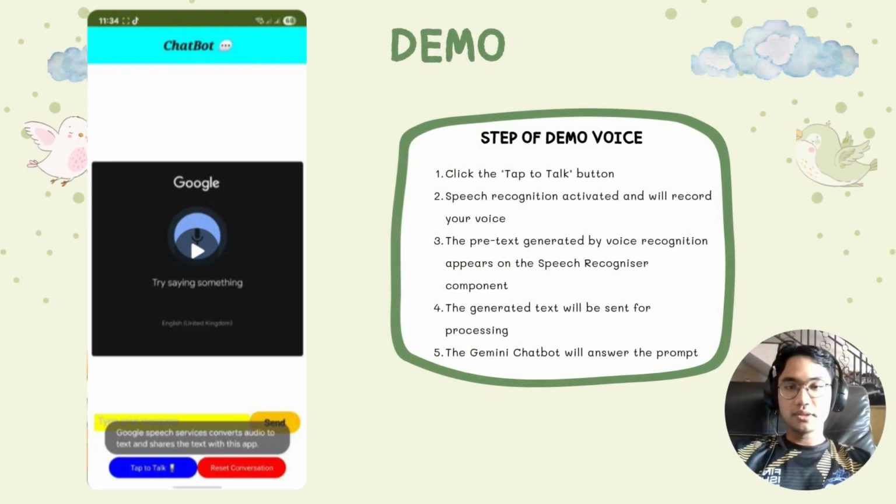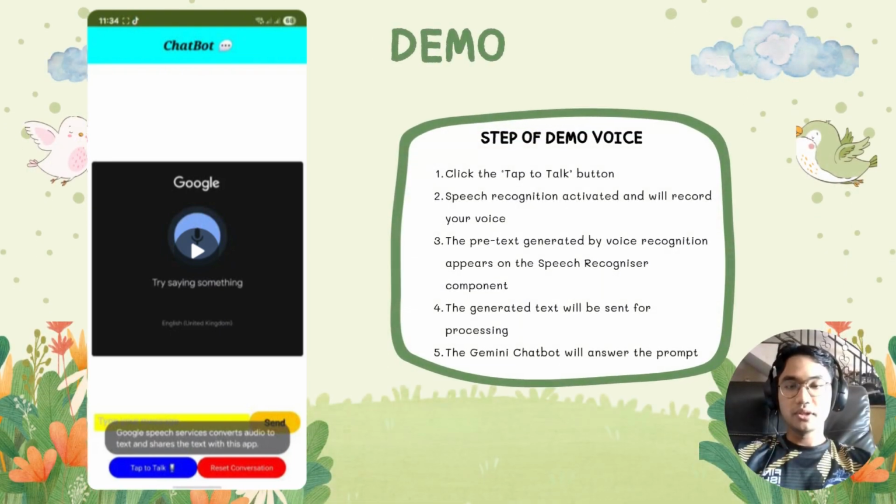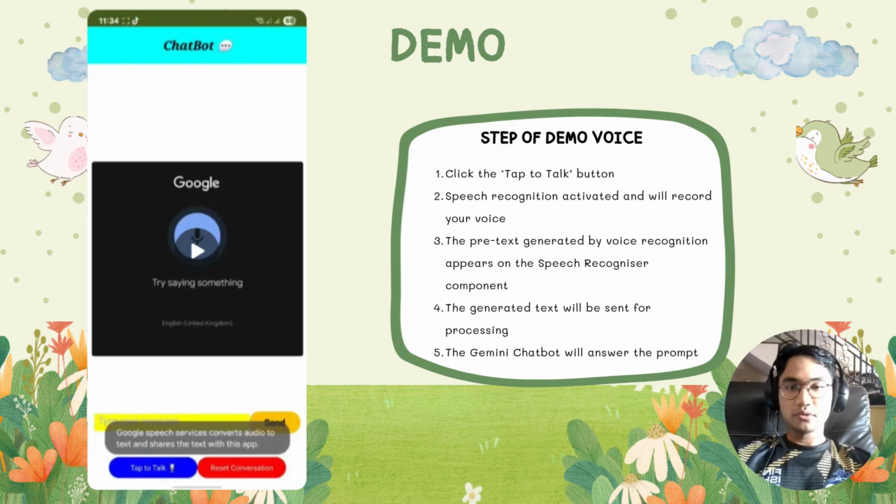Okay, for the voice input demo, first tap the tap to talk button. The speech recognizer activates and listens to your voice. Once you speak, your speech is converted into text and displayed. The recognized text is then sent to Gemini, the chatbot engine, for processing. Finally, Gemini responds and the reply is displayed in the chat window. The chatbot will also speak the response aloud using text to speech.